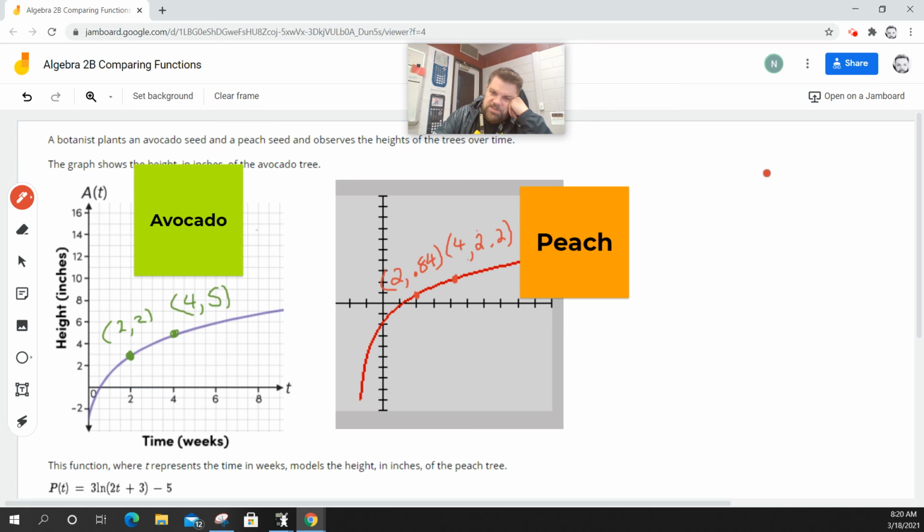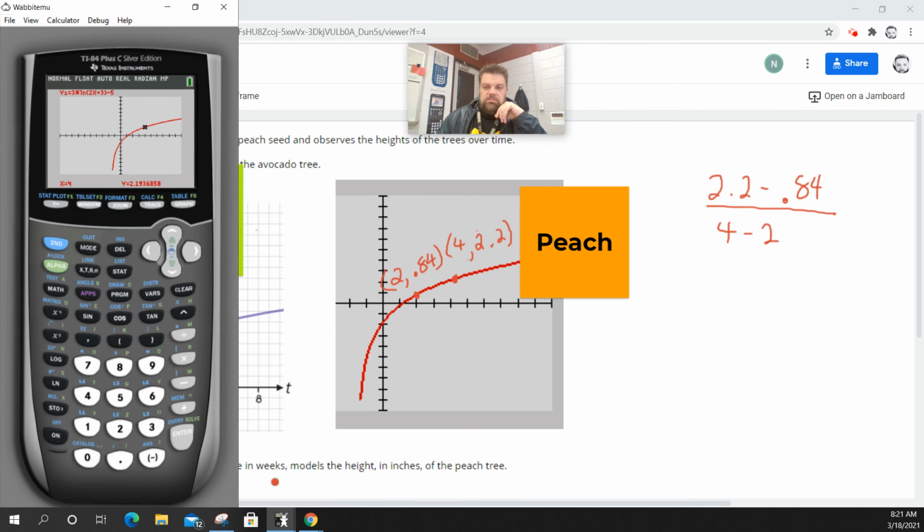it really only increases. So I would say 2.2 minus 0.84 divided by 4 minus 2. If I plug that in the calculator, whoops, my bad. In parentheses, I'm going to say 2.2 minus 0.84, divided by 4 minus 2. I get 0.68. So the slope there is 0.68.